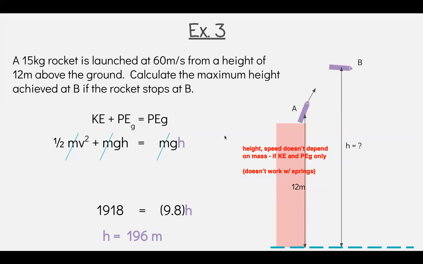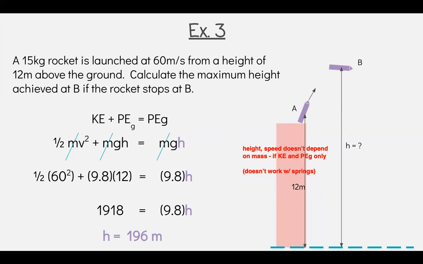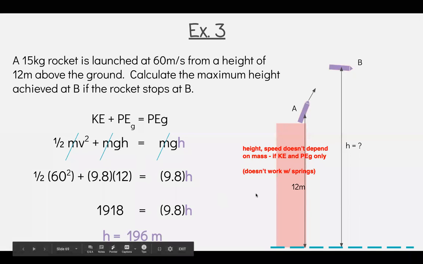I would be putting in 1/2 v squared plus gh equals 9.8 h and solve for h. So if you wanted to, you don't have to calculate the total mechanical energy. You can just start from that equation that you wrote, cancel out the masses, and solve for the missing number. You can totally also do that. That will work until we get to next week.